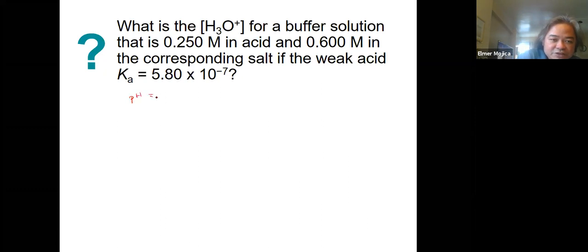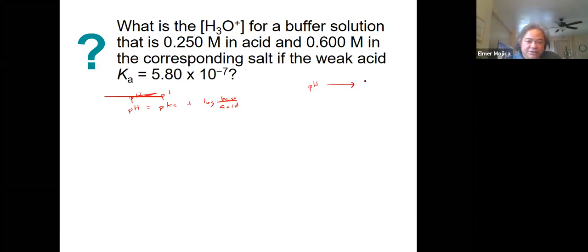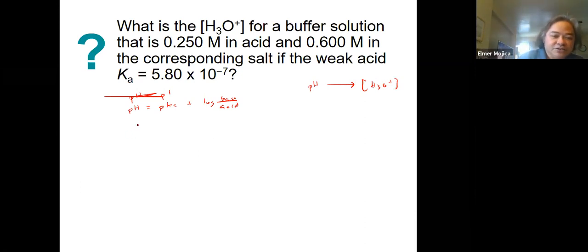Where you have the pH equals pKa plus log of base over the acid. So after you get the pH, you're going to convert this to H3O plus. But the concept or the way that we solved the problem before is just the same. Okay, so you have what?